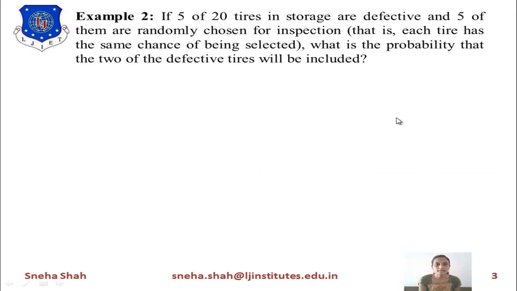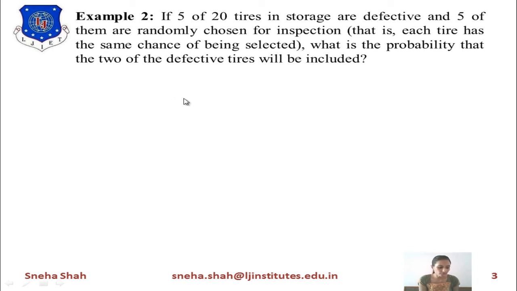Now the next example: if 5 of 20 tires in storage are defective and 5 of them are randomly chosen for inspection, that is, each tire has the same chance of being selected, what is the probability that 2 of the defective tires will be included?